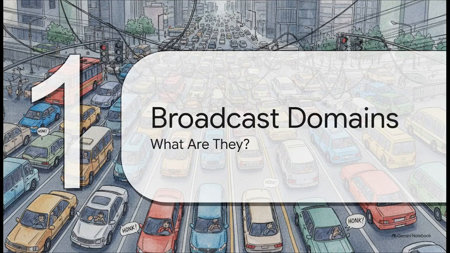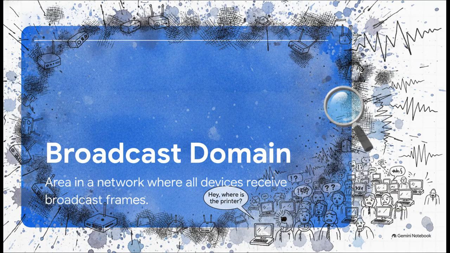All right, Section 1. What are broadcast domains? I want you to picture a massive, busy city intersection where the traffic lights have just completely failed. Unmanaged network traffic is exactly like that chaotic intersection. Cars are honking, everyone is trying to move at once, and nobody can actually hear the specific instructions they need. That is an unmanaged broadcast domain, which is simply the area in a network where all devices receive broadcast frames.